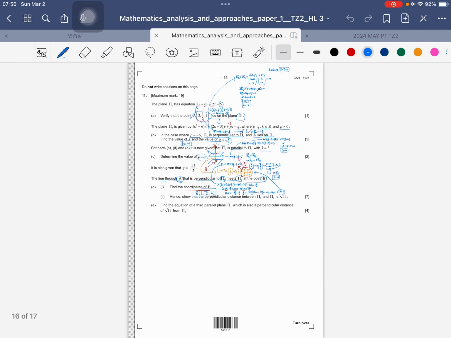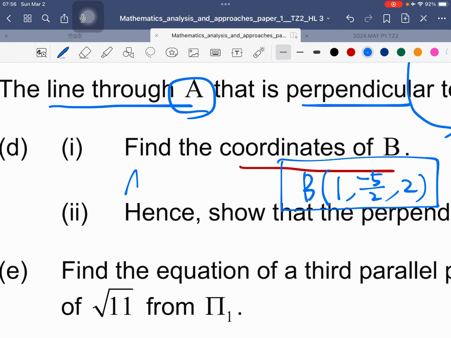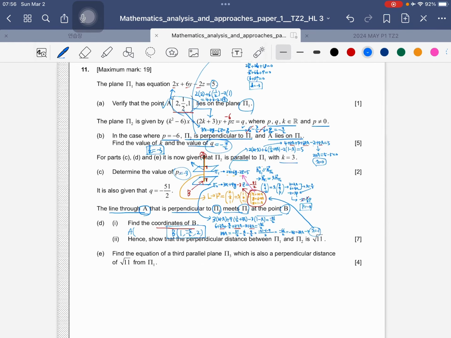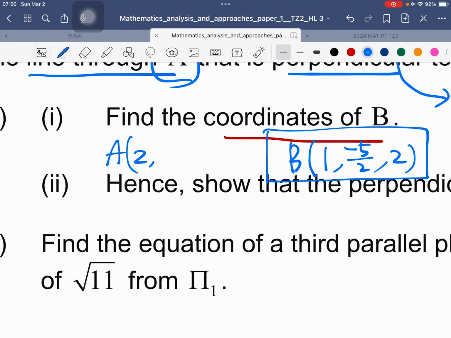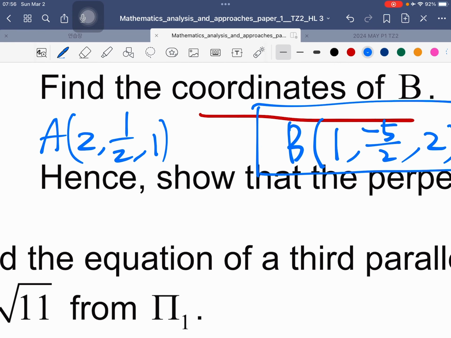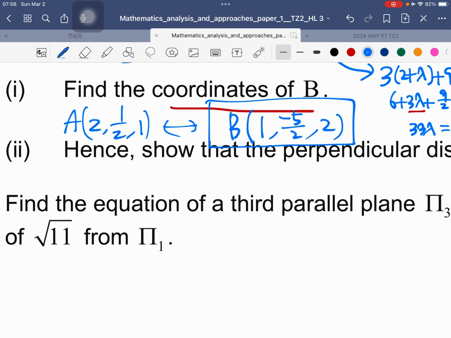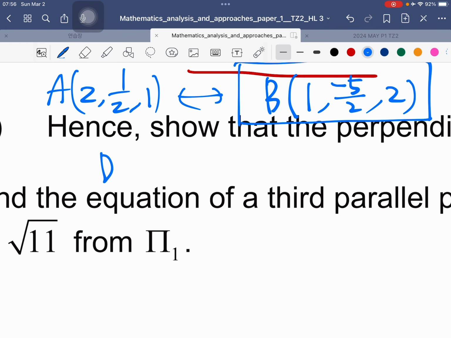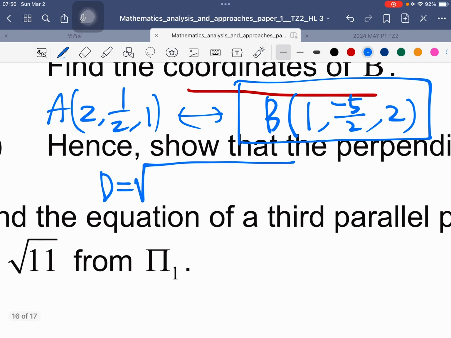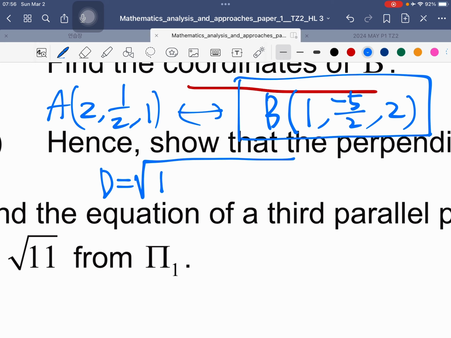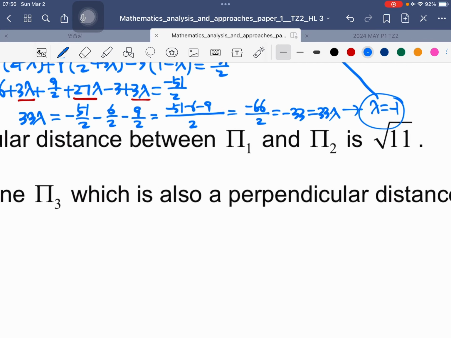Come on. So we know that A point is already 2, 1/2, 1. The distance between A and B we can calculate: the distance equals the square root of the difference of the x coordinates, 2 minus 1 squared is 1, plus 1/2 minus 5 over 2 is 3, squared is 9, plus 1 minus 2, negative 1 squared is 1. So this is square root of 11. Yeah, square root of 11. So its answer is written over here.